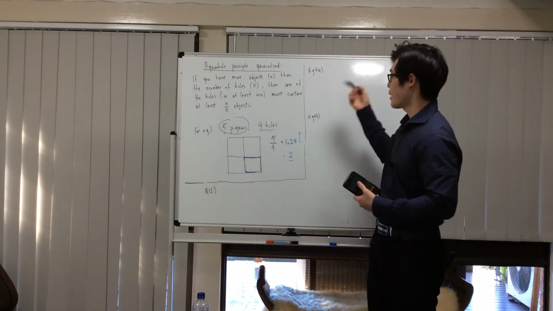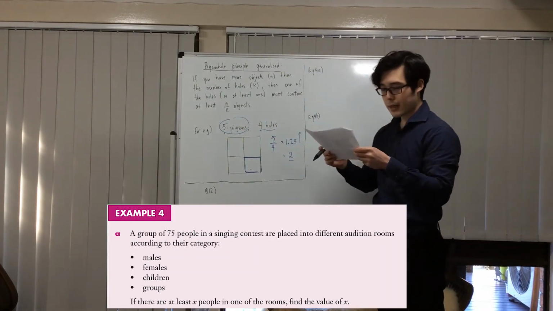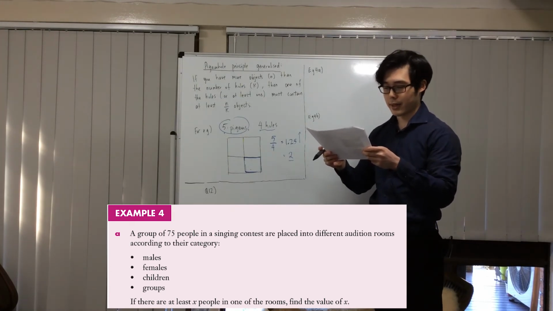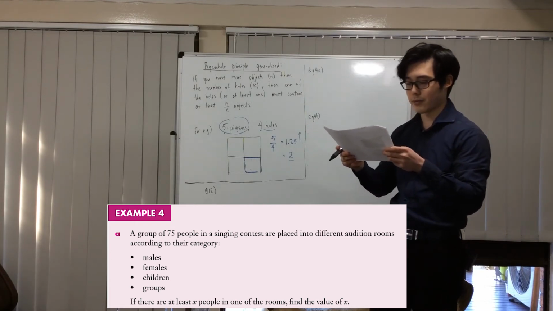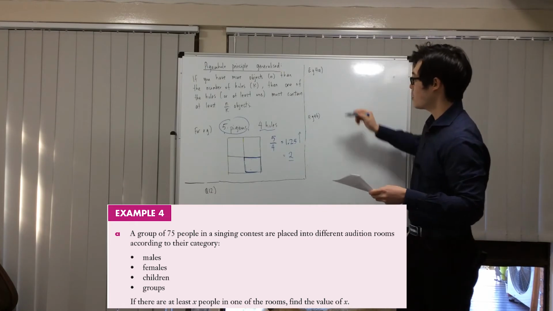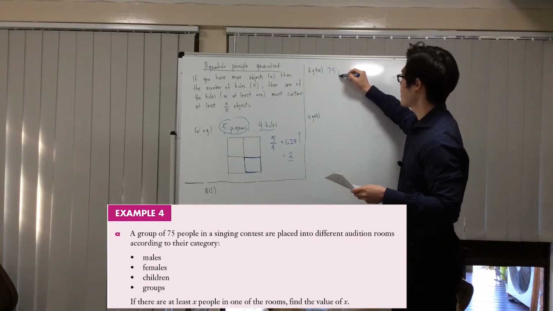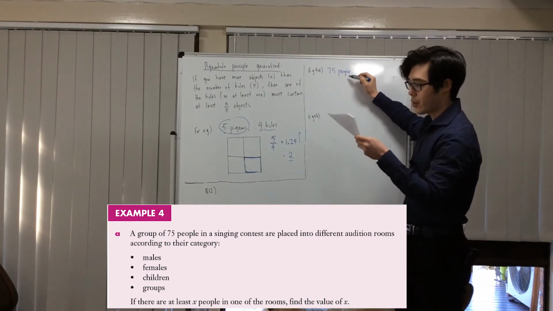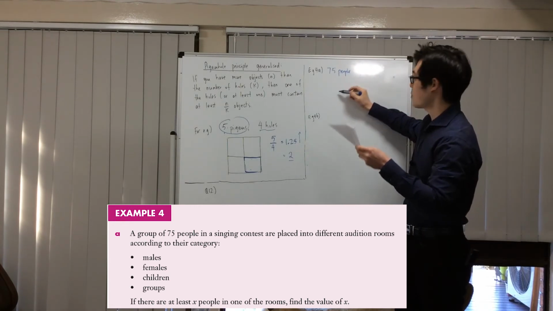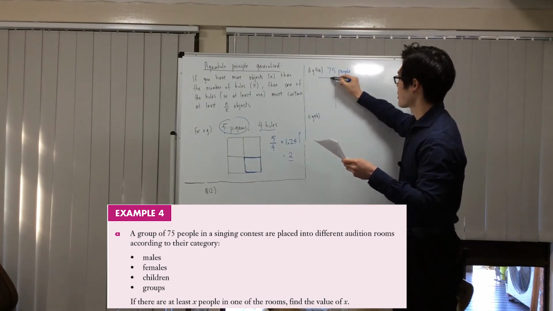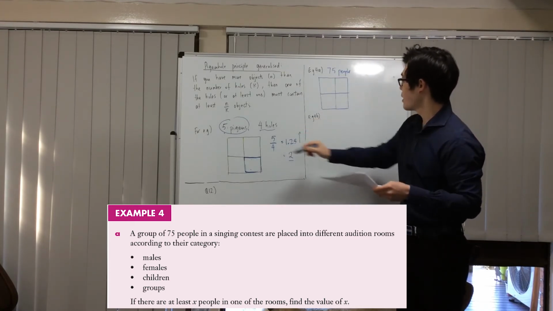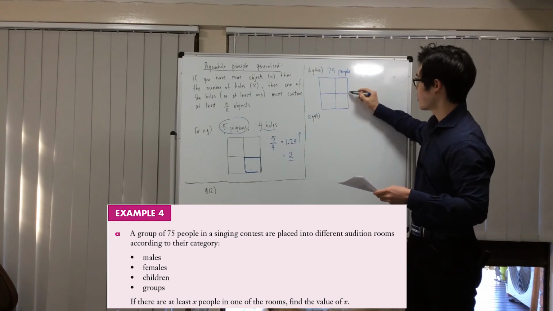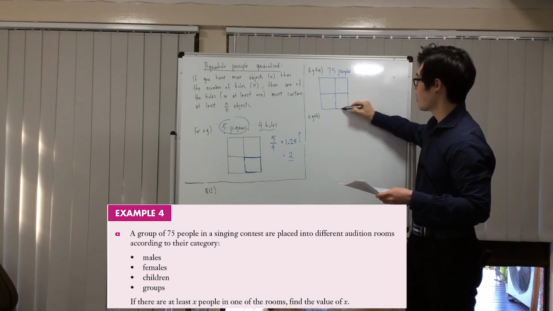Okay, so let's apply that in example 4a. A group of 75 people in a singing contest are placed into different audition rooms. So you've got males, females, children in groups. If there are at least X people in one of the rooms, find the value of X. All right, so the way to look at this problem is there are 75 people and you've got male, female, children in groups. So there are 4 holes. That's the way to look at this question. So the question is, like I've done previously, how many people are there going to be at least in one of these holes?